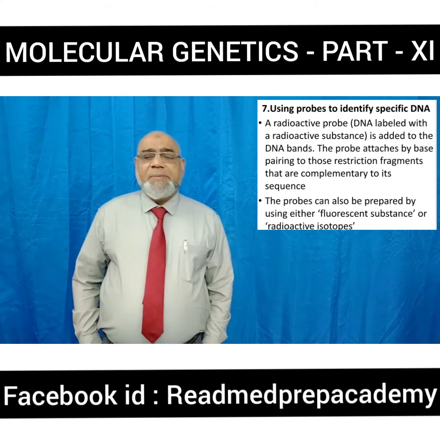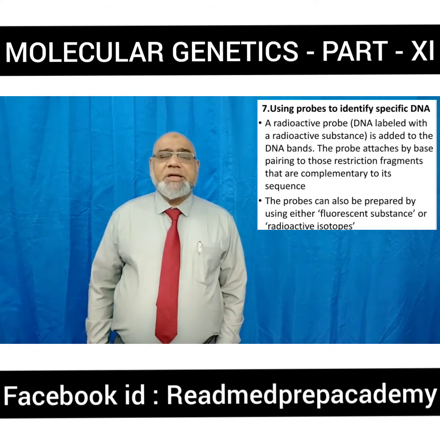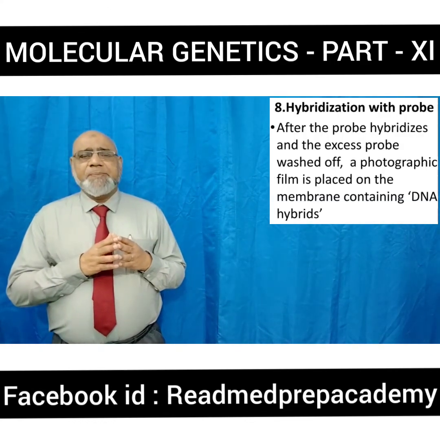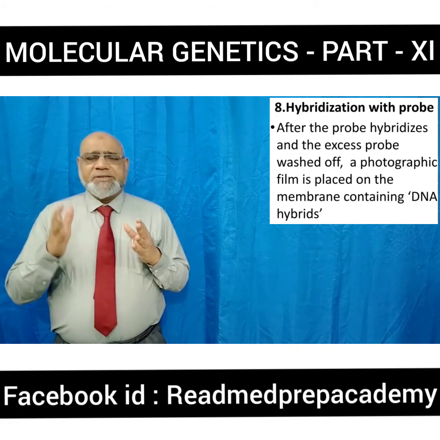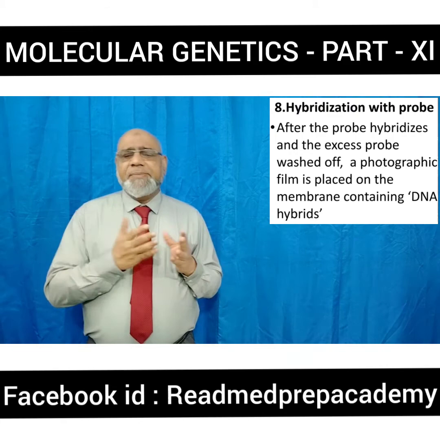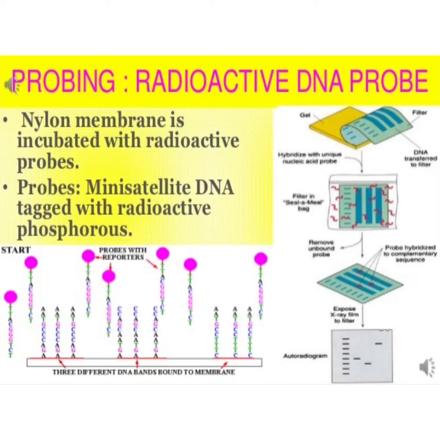The probes can be prepared by using either fluorescent substance or radioactive isotopes. Step 8 is hybridization with the probe. After the probe hybridizes and the excess probe is washed off, a photographic film is placed on the membrane containing DNA hybrids. Here you can see a nylon membrane is incubated with the radioactive probes.